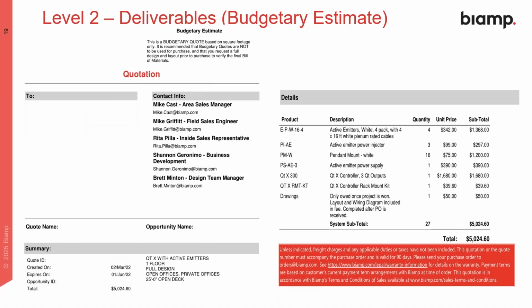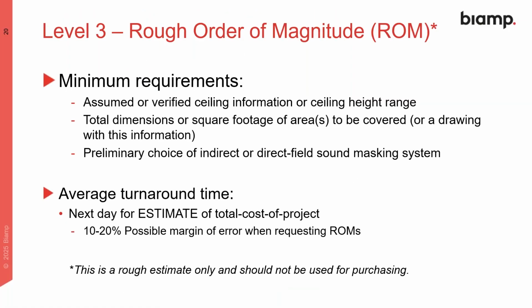Now, this is the 5%. The other 5% is level 3, the rough order of magnitude. And the positive about this is we try and do this in the next day turnaround because it's normally a budget. We give a X and a Y. This is your low number, this is your high number, but it should be somewhere in between these two, right?